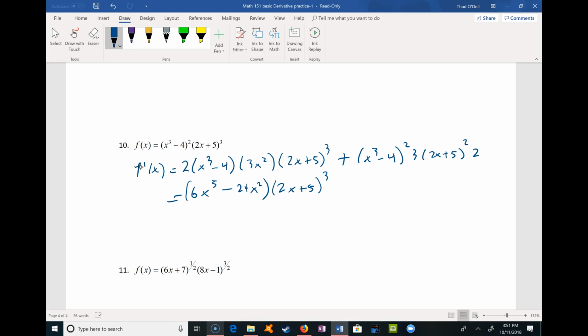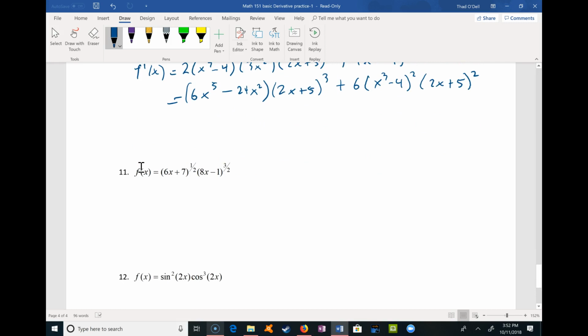There we go. And then if I simplify this one, this is just going to be 6 out front. And then since these have powers attached to them, I'm not going to mess with them. I'm not going to multiply them out or anything like that. Okay? Fine. All right. Here's another one.